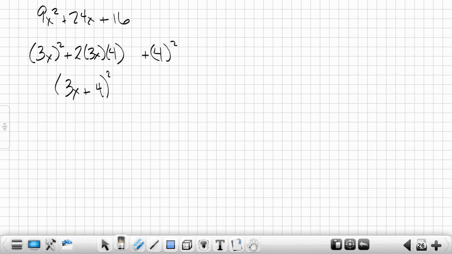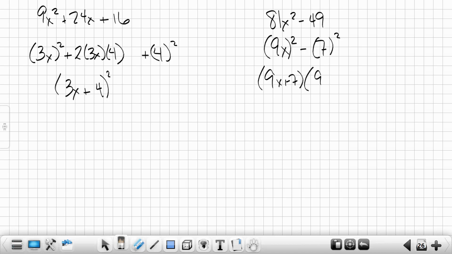81x squared minus 49. Kaylee, which one does this look like it'll match up with? Difference of two squares. So let's check it out. Can 81x squared be turned into something squared? 9x. Can 49 be turned into something squared? 7. Great. My A is 9x, my B is 7. 9x plus 7, 9x minus 7. I'm done.